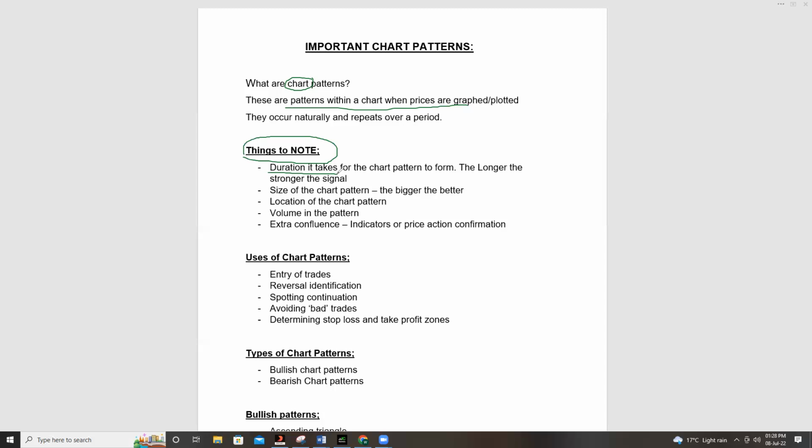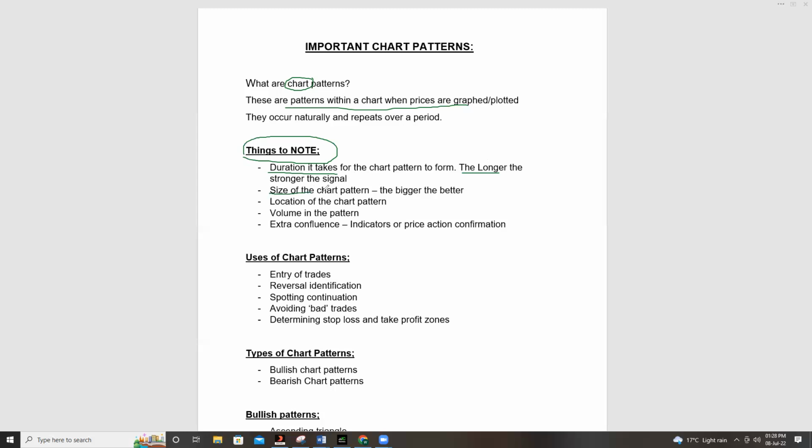Which one has higher probability? Remember, forex trading is a probability business, so it's a probability field. So which among the two patterns have higher probability of holding up? Of course, it's the one on the higher time frame. That's why we're saying the higher, the longer, the stronger the signal.